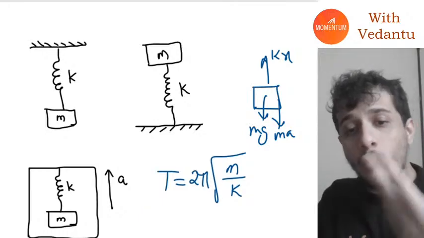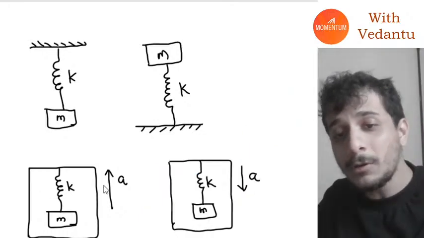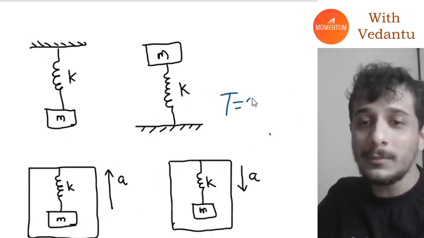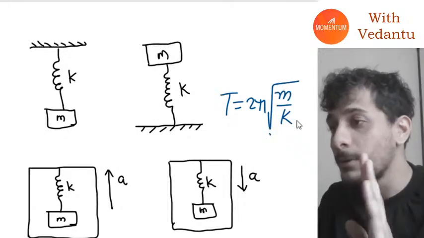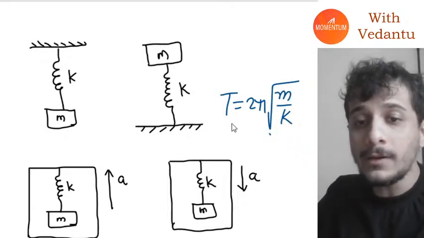Next, once again, if I had a spring lift going downwards, once again the time period will be equal to 2 pi under root m by k. Even in this case, the time period will be 2 pi under root m by k.